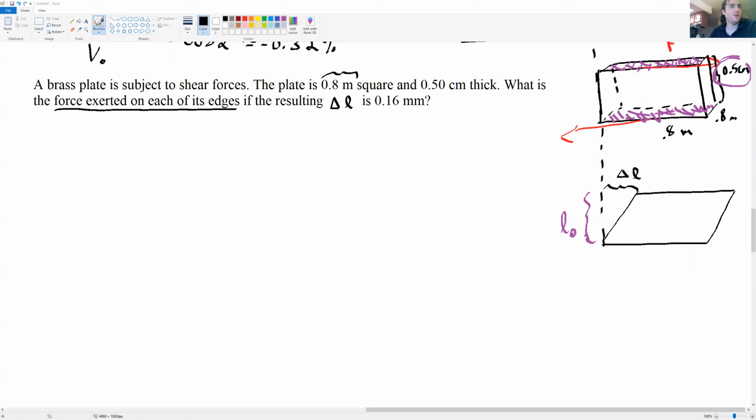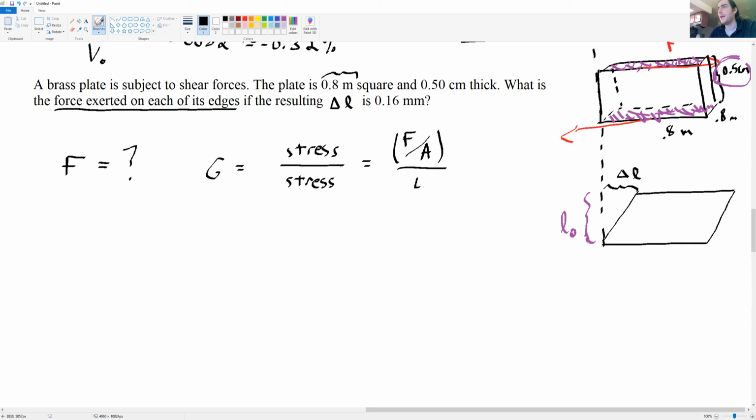Okay, so in order to get the force here, we have to solve for the force from the equation for the shear modulus. We use the letter G for shear modulus, and of course that's going to be a stress over a strain. And the stress here is going to be the force over the area, divided by the change in the length divided by L0.